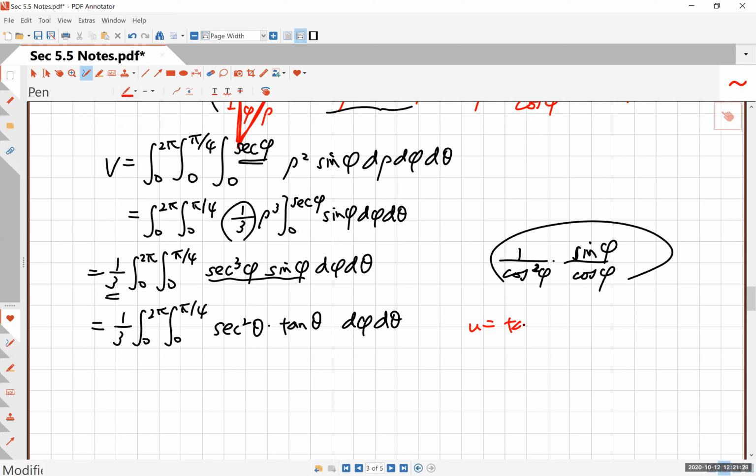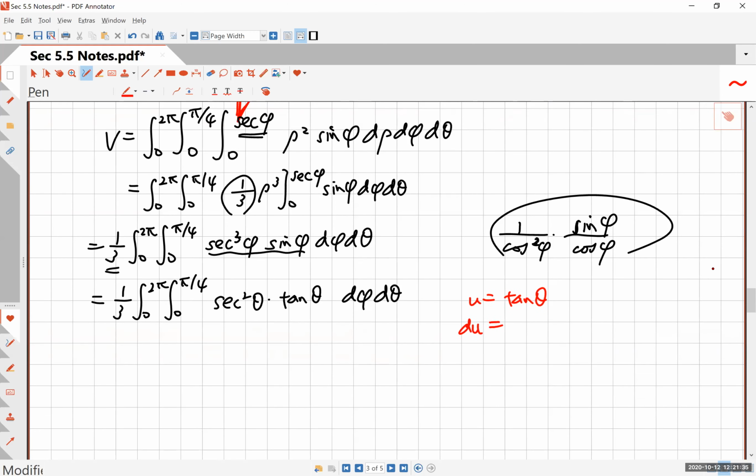U is tangent phi. Don't you love u substitution? U is so wonderful. U is my sunshine, my only sunshine. Du is secant squared phi. How convenient. And by the way, everything else has to be changed here, the upper limits and so on. So instead of phi going from 0 to pi over 4, the tangent of 0 is 0. Tangent of pi over 4 is 1, nice.